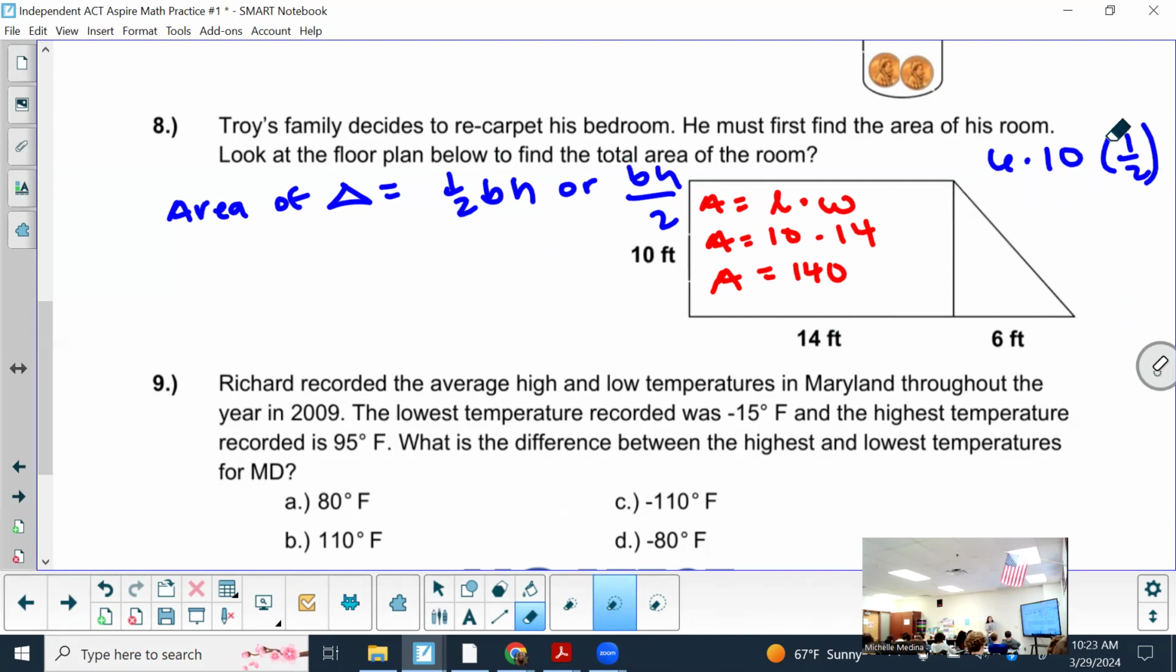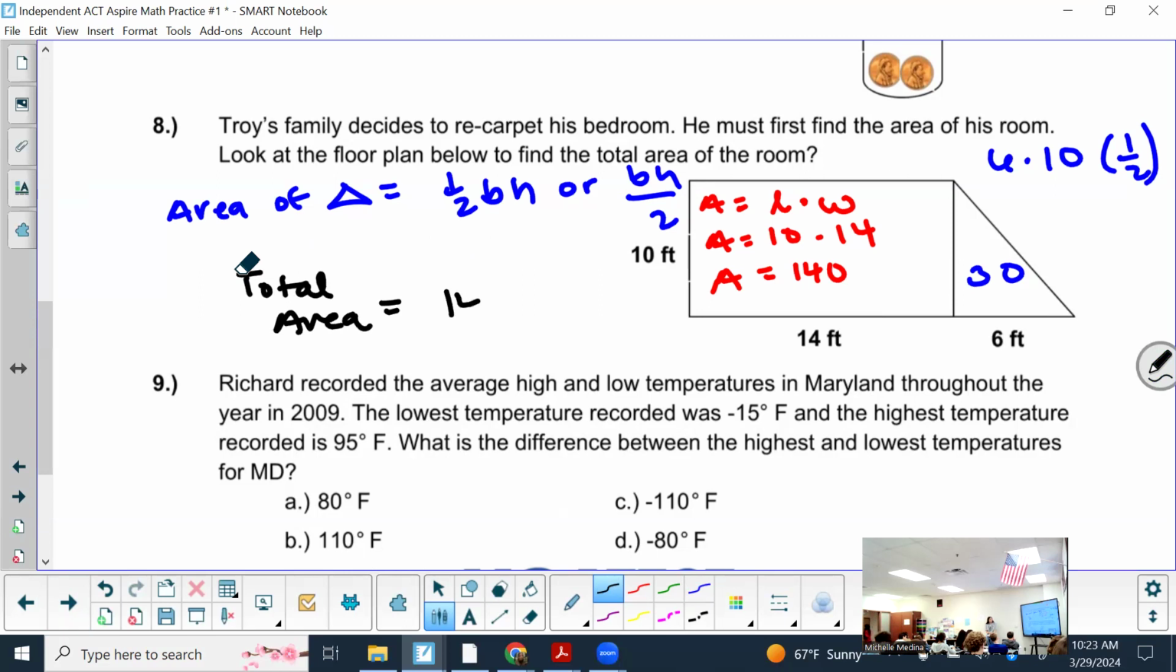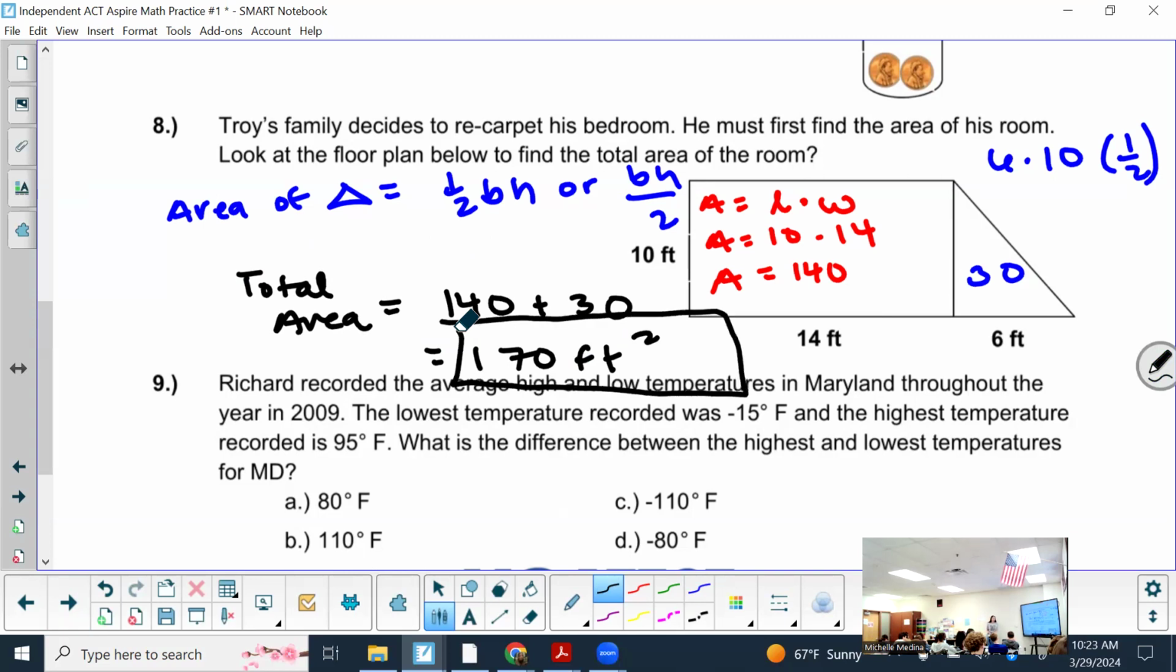Okay, so anyway, these are the numbers for my area of the triangle with 6 times 10. And what's half of 60? So my area of the triangle is 30. To find the total area, I'm gonna add them. It's gonna be 140 plus 30 equals 170, and you wanna have proper units. Whenever you find area, that's gonna be in units squared, so feet squared.